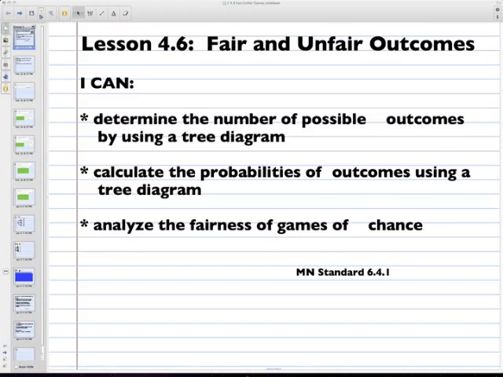Tonight's lesson 4.6 is our final lesson in this unit. It's on fair and unfair outcomes. Seem to think you're pretty familiar with those terms. Well, our objectives are: I can determine the number of possible outcomes by using a tree diagram, calculate the probabilities of outcomes using a tree diagram, and analyze the fairness of games of chance.